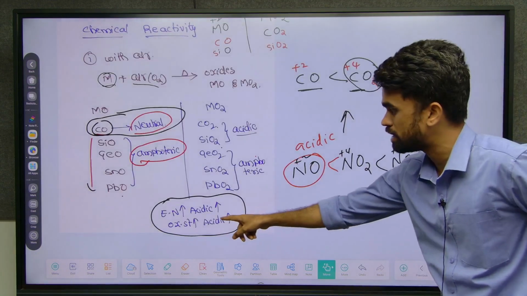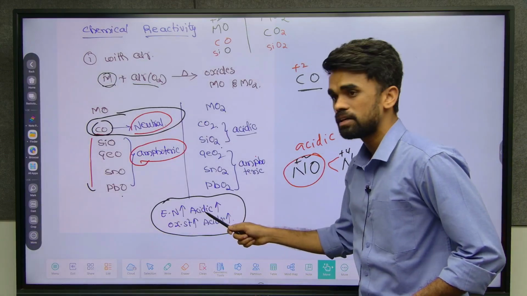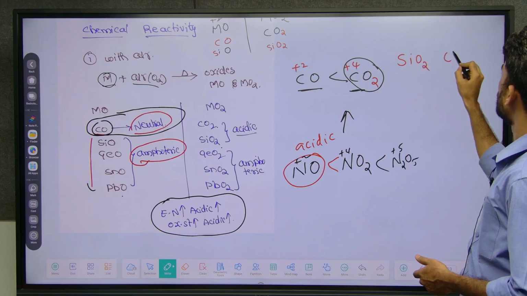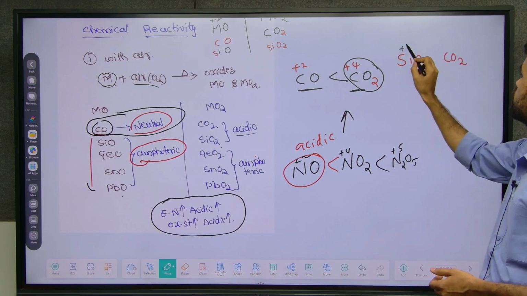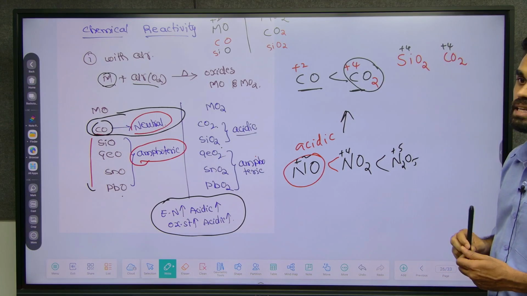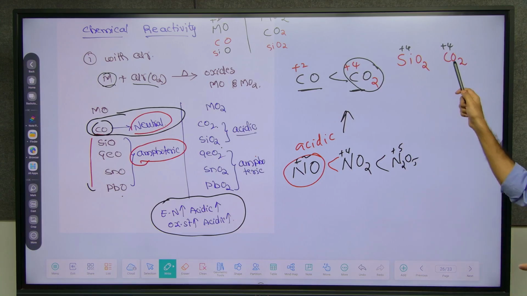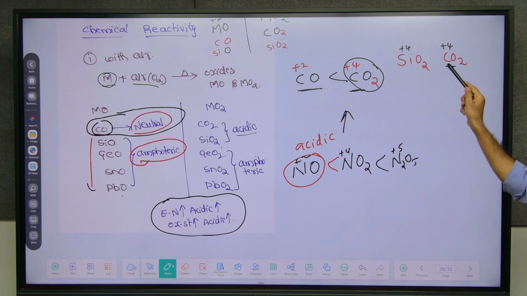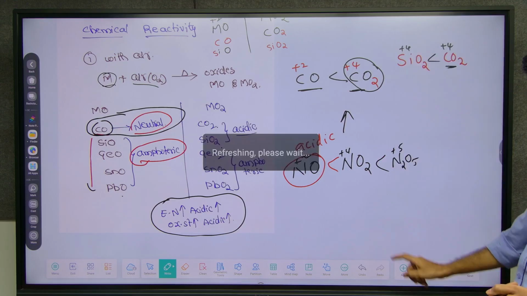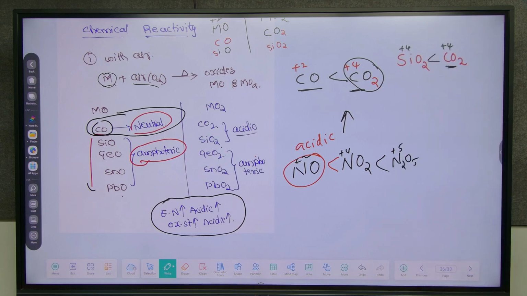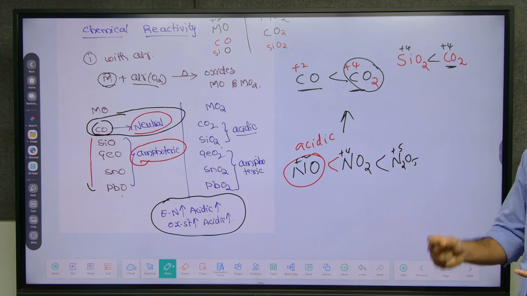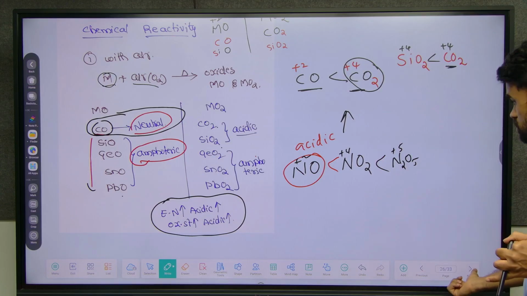That's why I told you to write these two points. More electronegativity? Between SiO2 and CO2, both of them are in +4 oxidation state. Now look at their electronegativity. Carbon is more electronegative. Down the group, what happens to electronegativity? So carbon being more electronegative means more acidic. When you are writing something, try to understand the meaning of that line. Over.